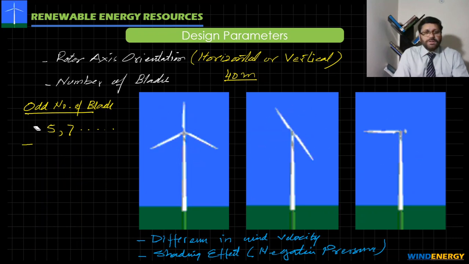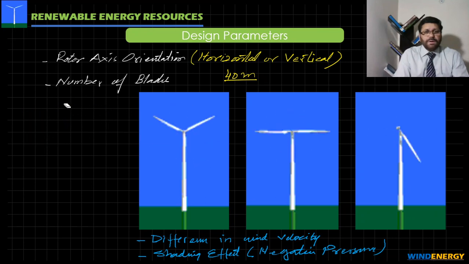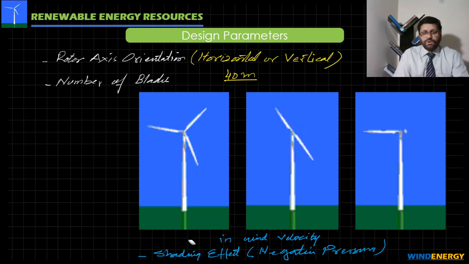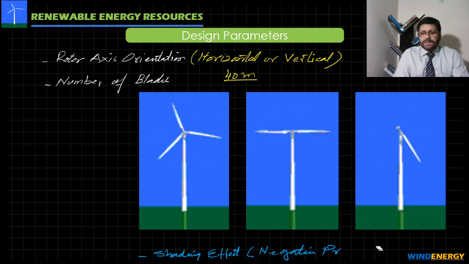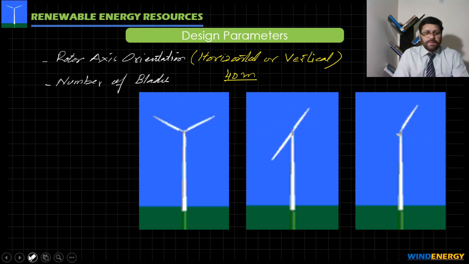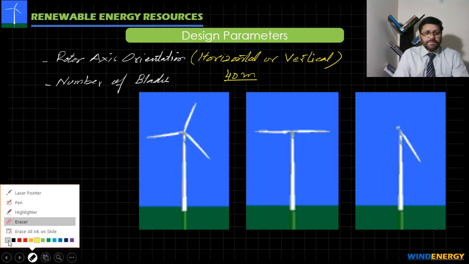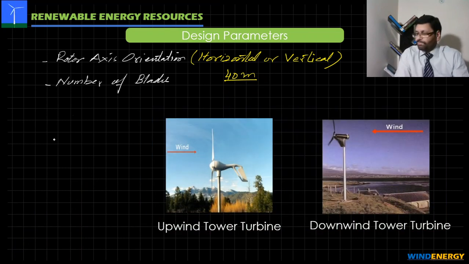So the designers are not preferring 1 blade turbines, 2 blade turbines, 4 blade or any even number of blade turbines, and they are sticking to the 3 blade wind turbines. Now the next consideration is the rotor orientation.